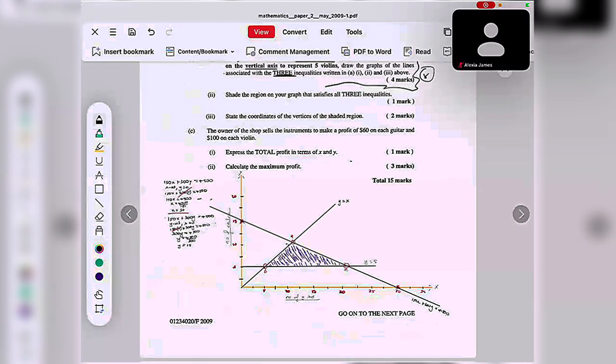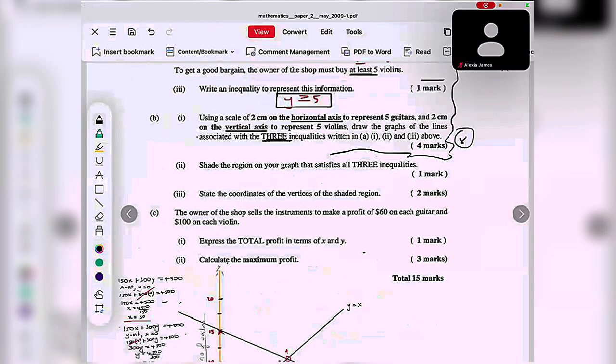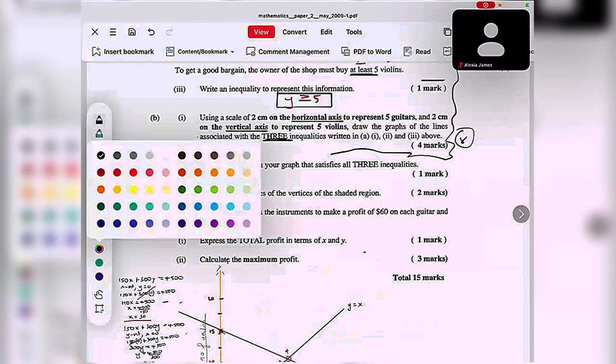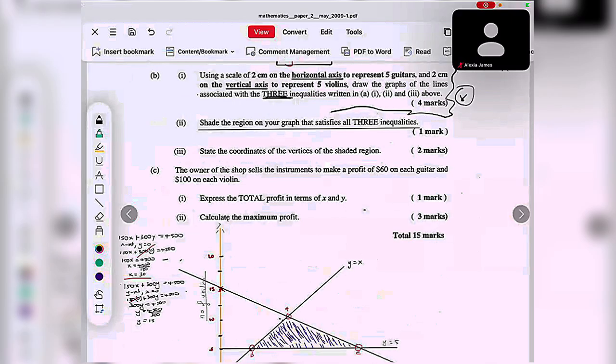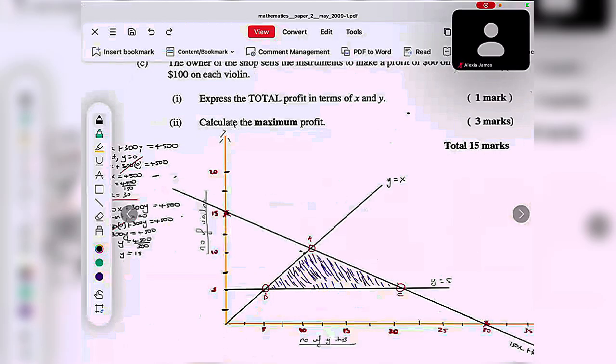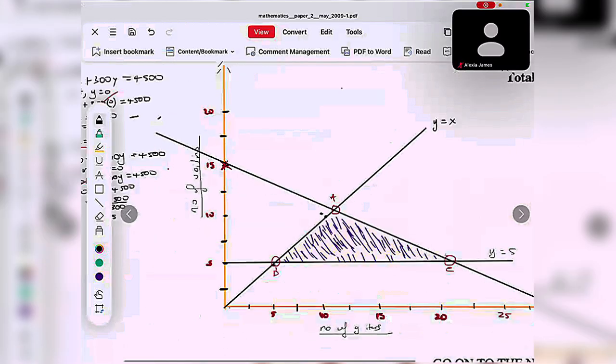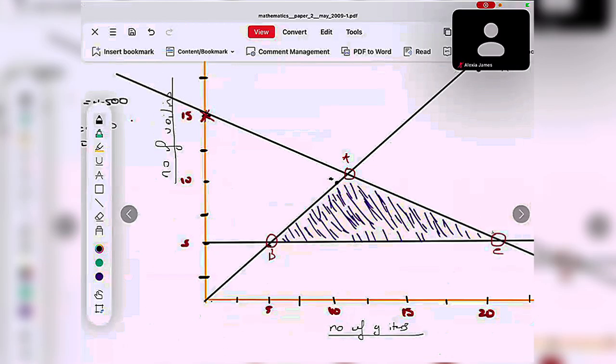Okay, so it says shade the region. So we're back now. Shade the region of the graph that satisfies all 3 inequalities. We have done that. So we do, with 4 marks, plot the graph, number it, and we get the shaded region. It says state the coordinates of the vertices of the region. Now we're not on an actual graph, so we have to improvise. What do you think this coordinate is going to be right here?